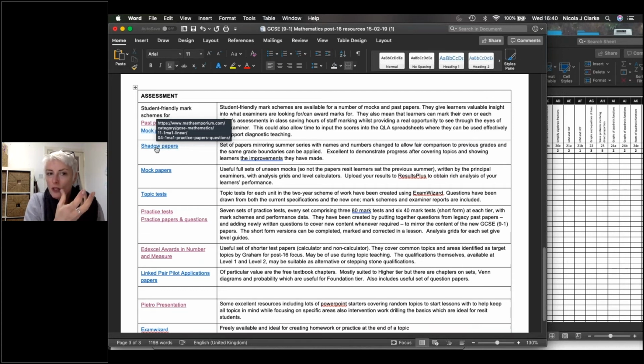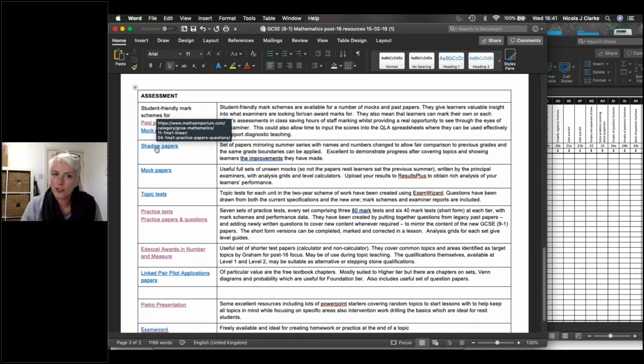So you could use them as mocks and then save the papers that were actually sat, the live papers, as correction papers, or subsequent papers. But shadow papers is just massively useful, and it's another whole set. It's for each level and each paper. So those are great. They also are particularly useful for showing target improvement.